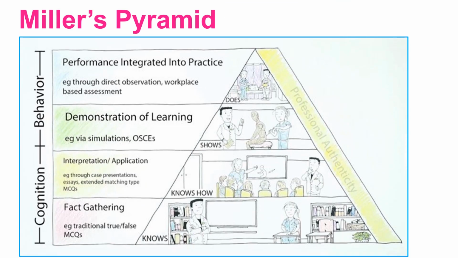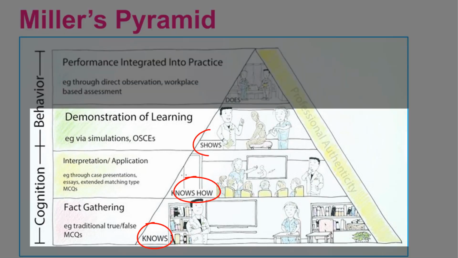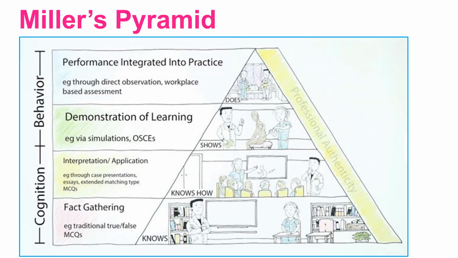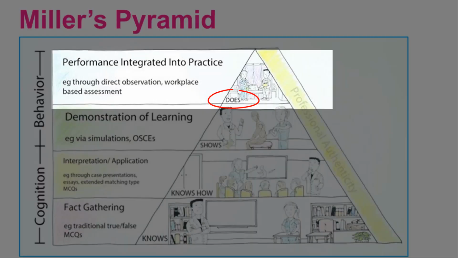By now, you should be familiar with Miller's pyramid in relation to assessment. Whereas the knows, how, and shows levels are used for testing knowledge and its application, as well as demonstrating skills in a controlled, safe environment, the topmost tier, does, is best assessed through workplace-based assessment of performance integrated into practice.